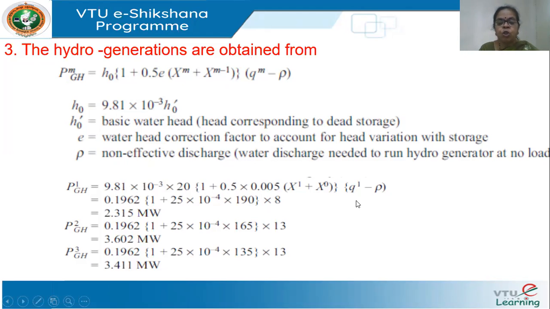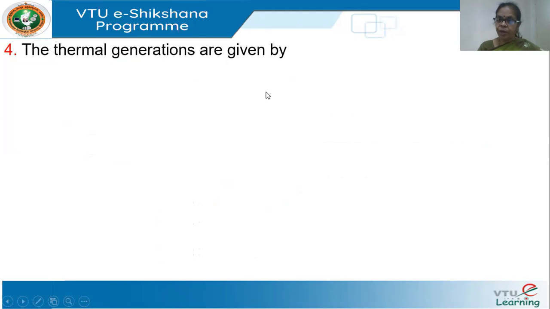You know everything, substitute for this, and I get PGH, that means the hydel generation in the first sub interval, is 2.315 megawatts. Next, similarly, I substitute PGH2, all these will remain the same, except that this will become X2 plus X1. M is now 2, X2 plus X1, and this would be Q2 minus rho. So substituting, I get 3.602 megawatts, and similarly calculate PGH of 3. So in the third step, calculate all the hydro generations. Very clear, you see it is very systematic, this algorithm. Next, I calculate the thermal generations. So what are the two generations I have? The two generations are hydel and thermal.